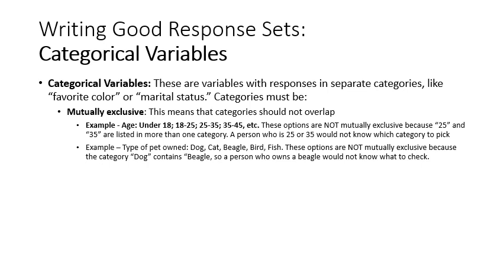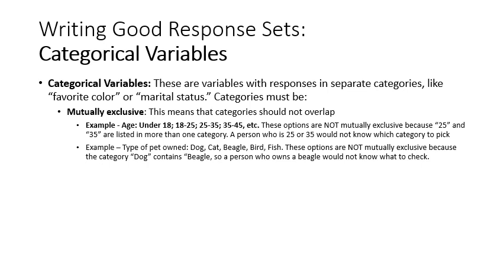You can think of a bad example as being age categories that are under 18, 18 to 25, 25 to 35, 35 to 45, etc. These options are not mutually exclusive because 25 and 35 are listed in more than one category, for example. 18 is not listed in more than one category, but that's the kind of problem we're running into. A person who's 25 or 35 would not know which category to pick.